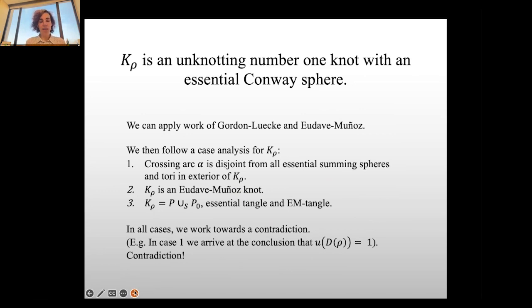And so within these 3 cases, there's still a lot more work to do, but the idea is that we work towards a contradiction, or we work to move into a different case where there is a contradiction. And therein, we use this special tangle rho again. So it shows up again in case 1. After making some arguments, we arrive at the conclusion that if we take the denominator closure of rho, the unknotting number should be equal to 1. But that's a contradiction because this tangle was chosen for its special properties, and in particular that its denominator closure had an unknotting number of 4. So that's the idea of how this gets proved.